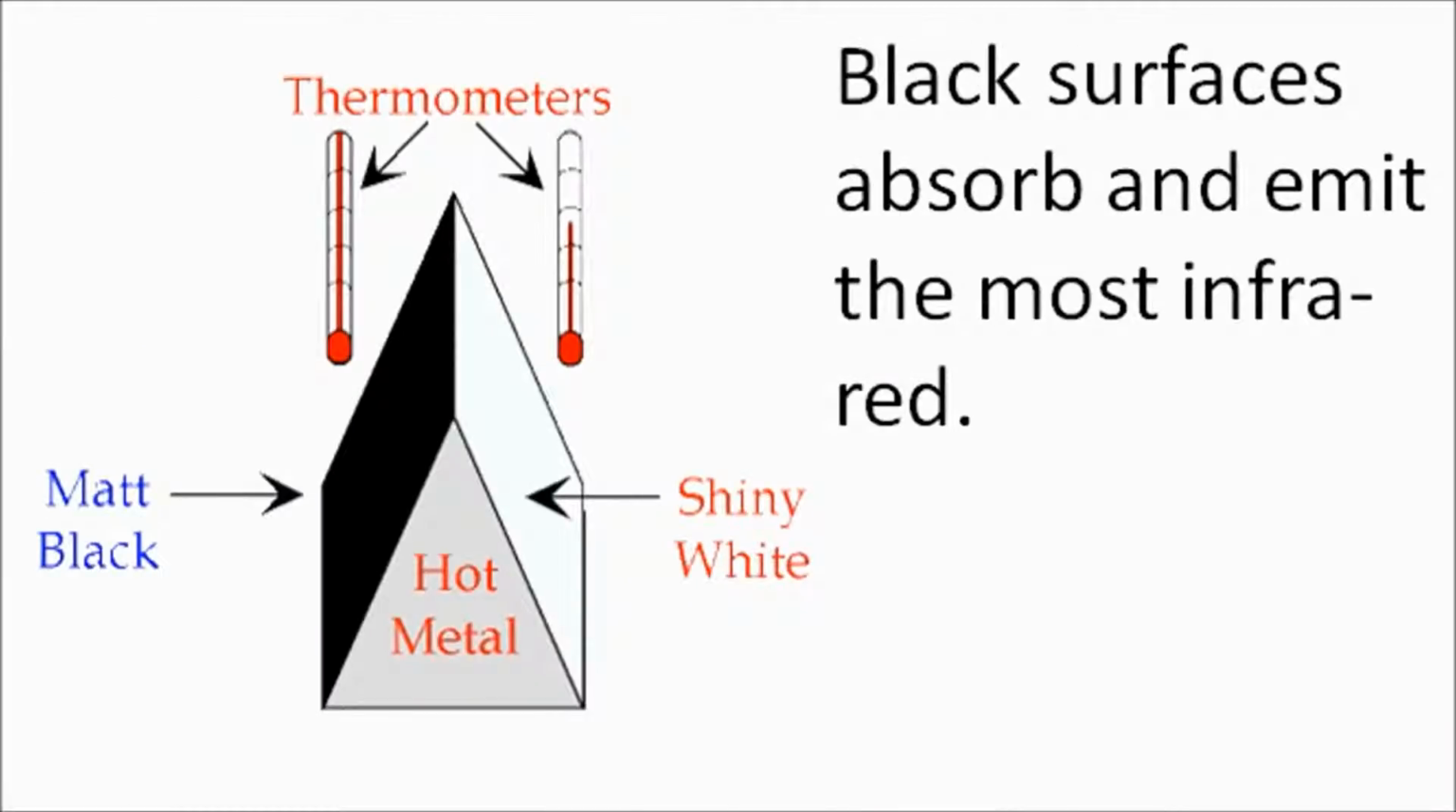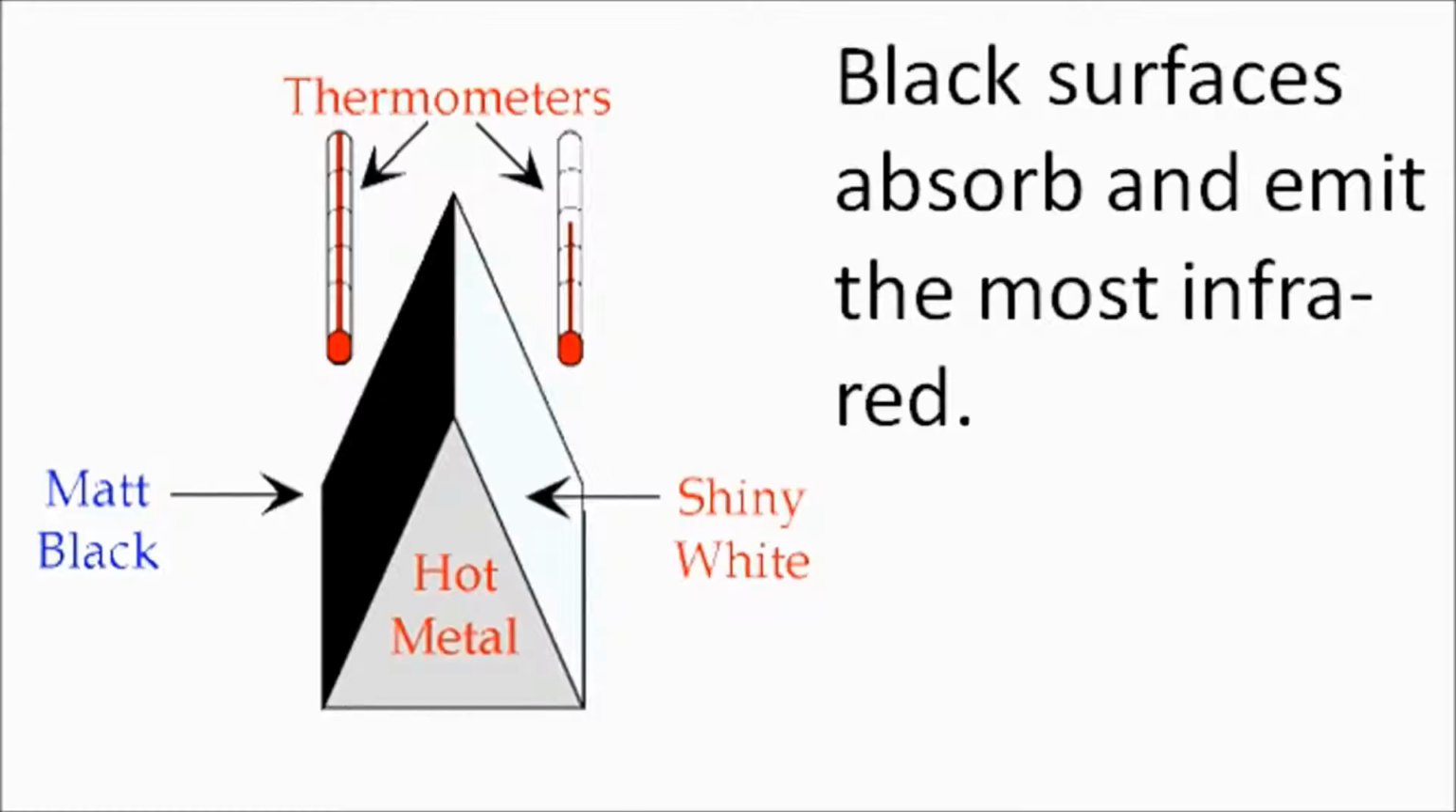So let's talk about emitting infrared radiation and absorbing it. To emit means to give it off, and to absorb means to take in. Now, some surfaces are better than others at emitting and absorbing infrared. Black is the best for both. Black is the best colour for absorbing it, and you're familiar with this.